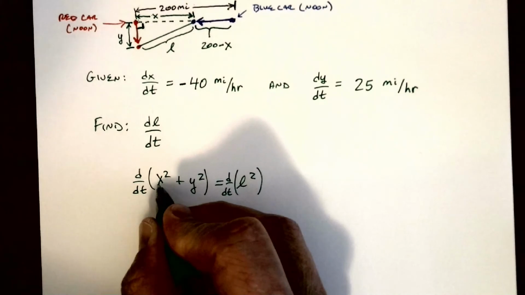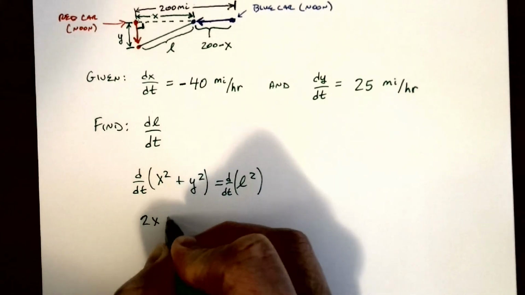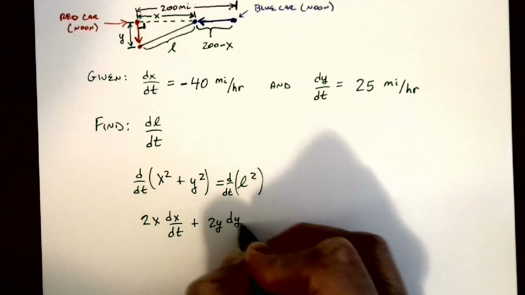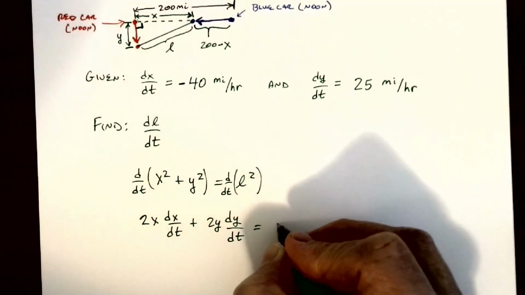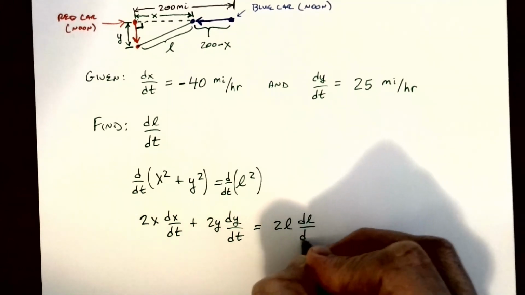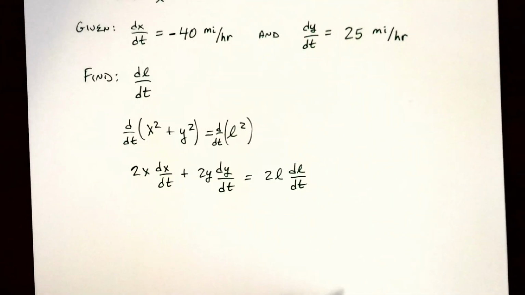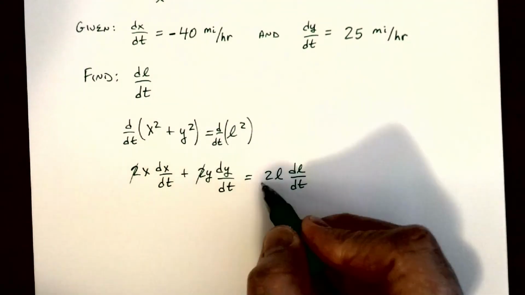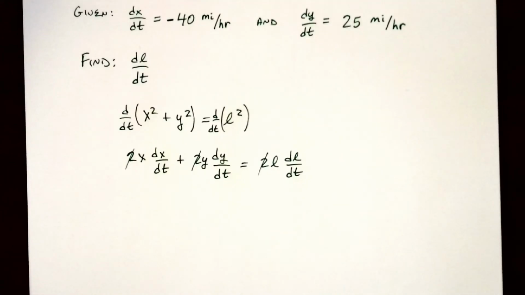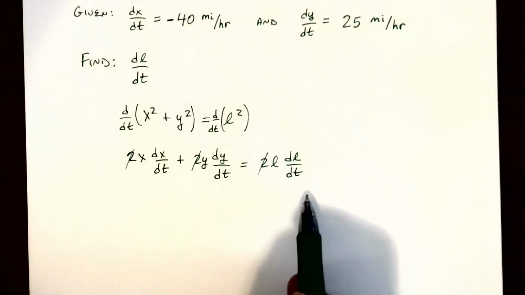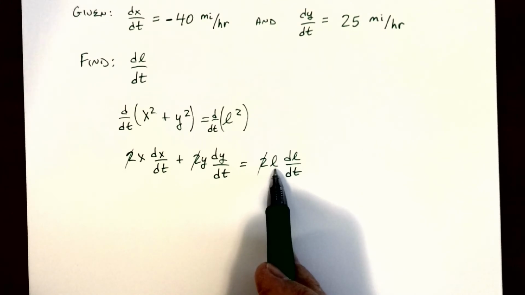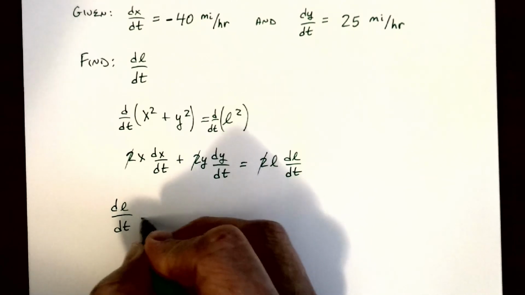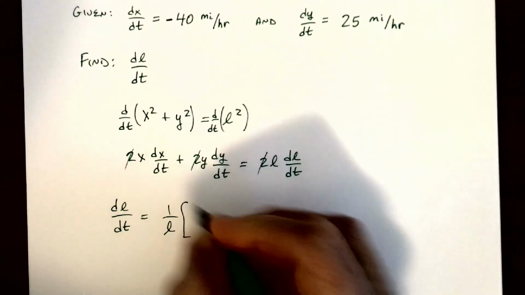And they look similar. Derivative of x squared is 2x times dx dt. Derivative of y squared, 2y dy dt. And the derivative of L squared, 2L dL dt. Now notice real quick that I can divide both sides of this equation by 2. And I'm looking for dL dt. I can solve for dL dt by dividing both sides by L, or by multiplying by 1 over L, and that's what I'm going to do. dL dt is 1 over L times this stuff.